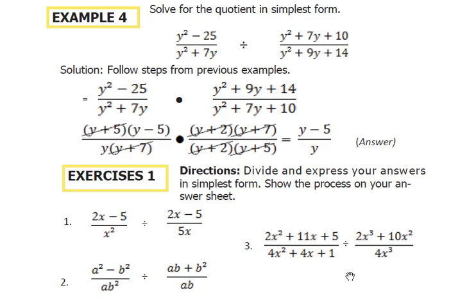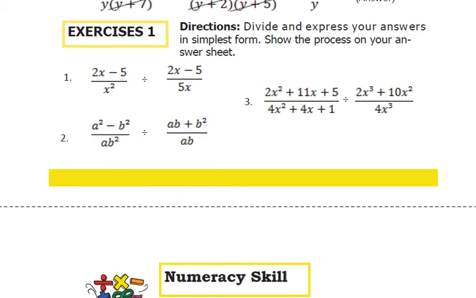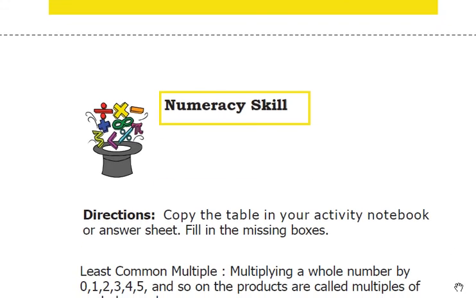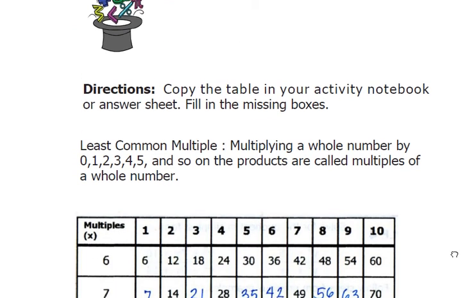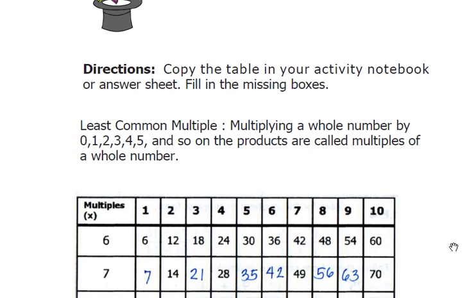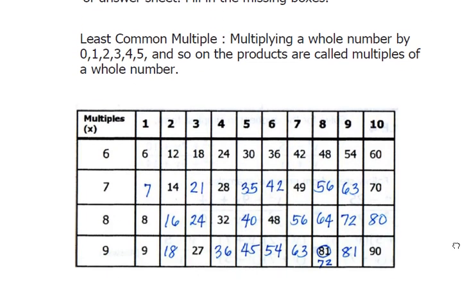And we move on to the numeracy scale. In the numeracy scale, it highlights skip counting by multiples of 6, 7, 8, and 9. So we have here the answer. Let me just demonstrate one row here.